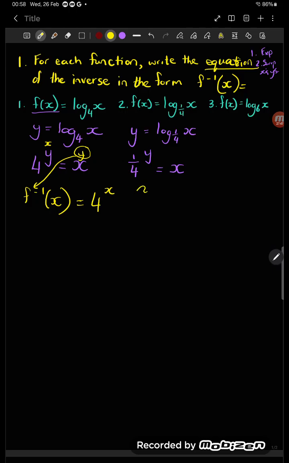So now what I'm going to do is swap. We need to swap our x's and y's. That's the second step, because inverses are swapping of x's and y's. So if I swap my x's and y's, y is now the subject. That's what you put in. f inverse of x is equal to 1/4 to the power of x.